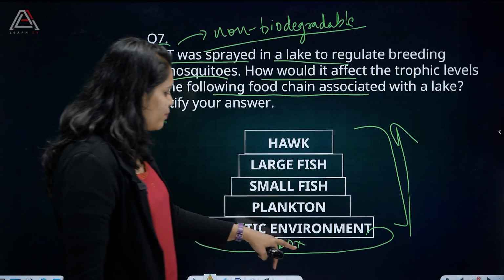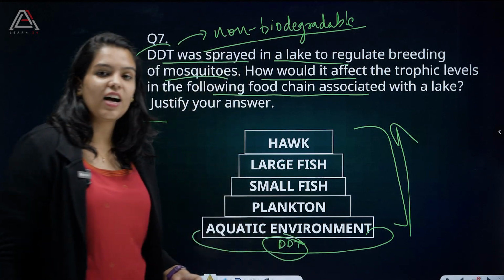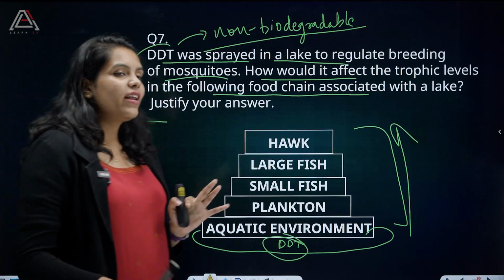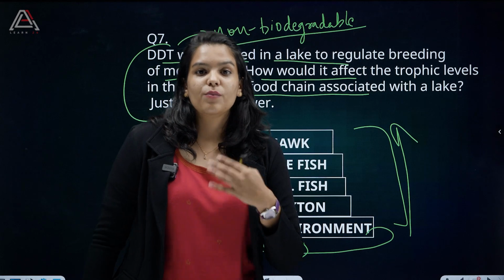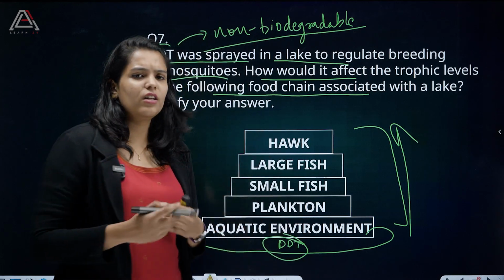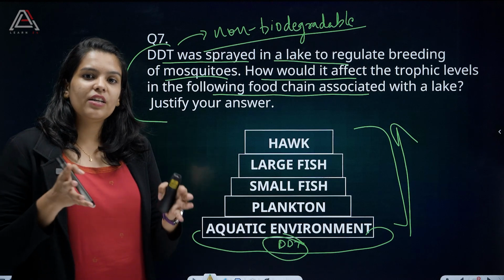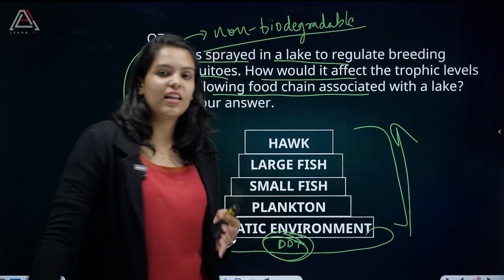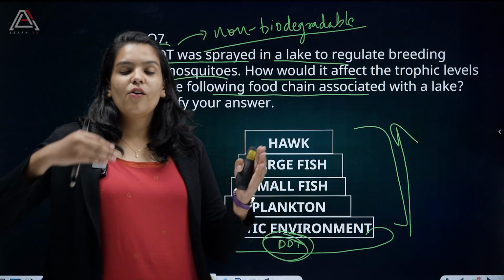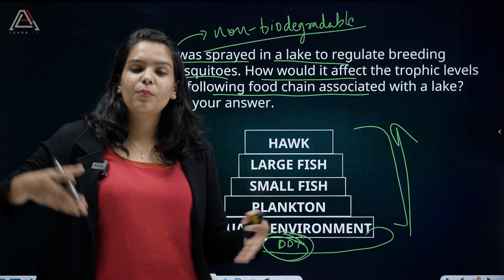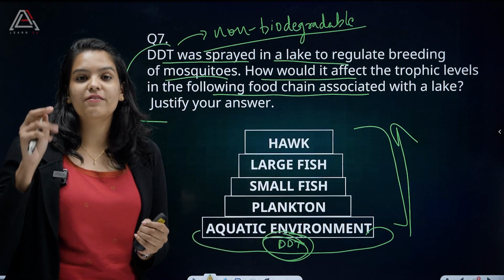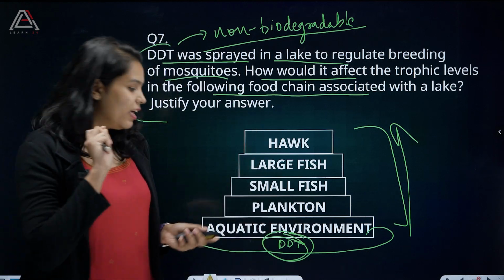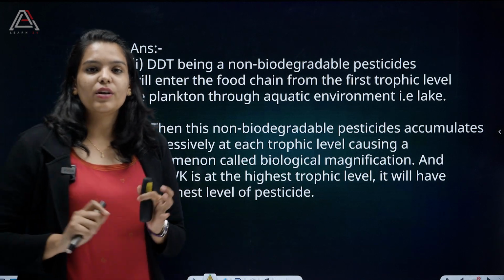You can see DDT is sprayed here, and the question asked is how it is affecting each and every trophic level. Now, according to biological magnification, which you might have studied, what happens when a non-biodegradable substance like DDT is introduced in the lake? It will accumulate in the consequent, that is the upper, level. It will keep on accumulating, and on the topmost level the DDT, that is the pesticide, will be high. That is what you have to explain in the answer.